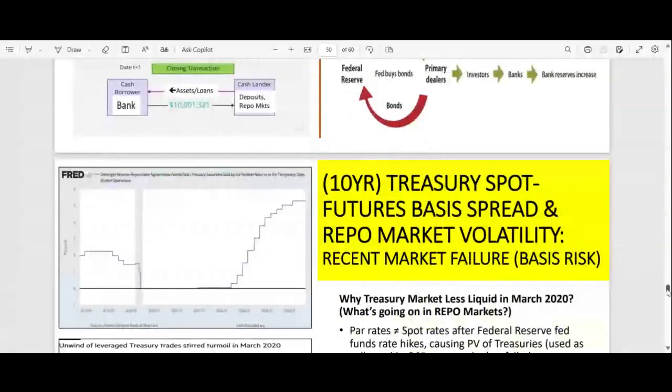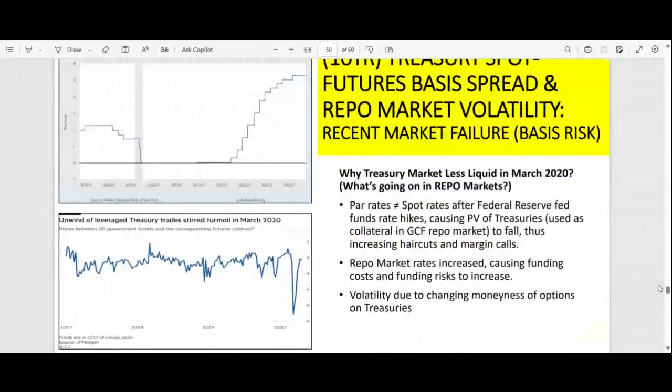Now let's talk about what happened in March 2020.